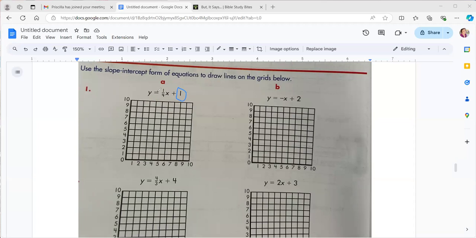And by the way, you can see if x is 0, it'll cancel out that entire term. Anything times 0 is 0, so it's just going to cancel it out. You're going to be left with y equals 1. So that tells us when x is 0, y is 1. So we're going to start right there.